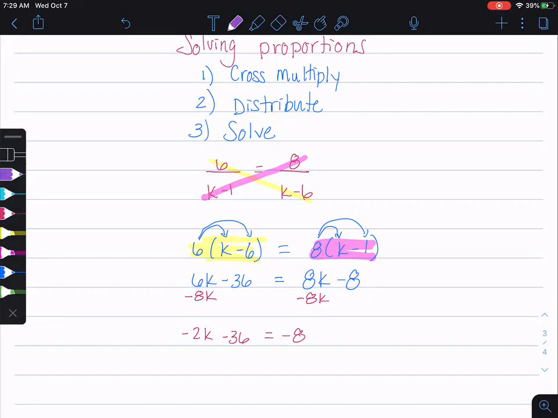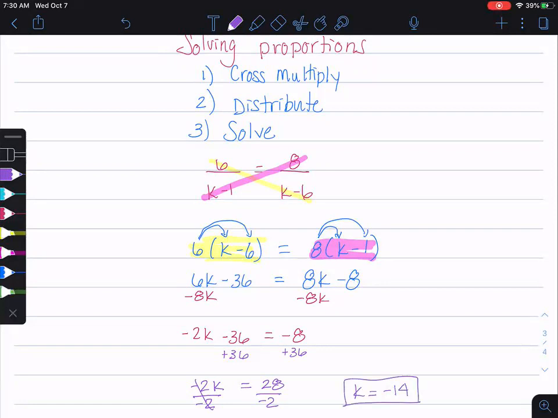Now, just like we did before, we're moving that negative 36. So to do that, I have to do that opposite operation. So I'm going to add 36 to both sides. I will then have negative 2k equals positive 28. And then we have one last step. We're going to divide by negative 2. I will get k equals negative 14 as my answer.